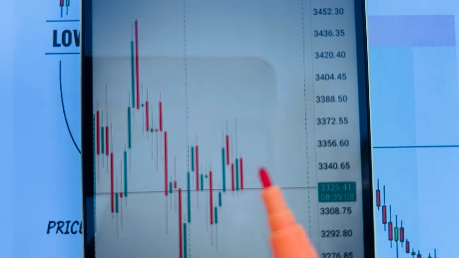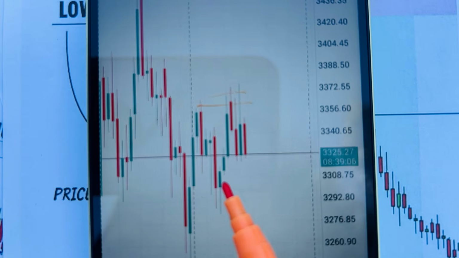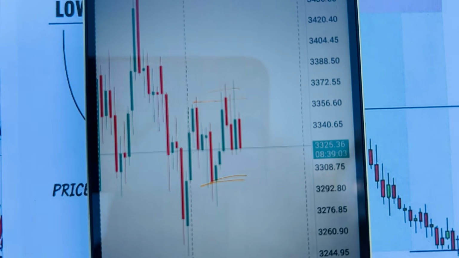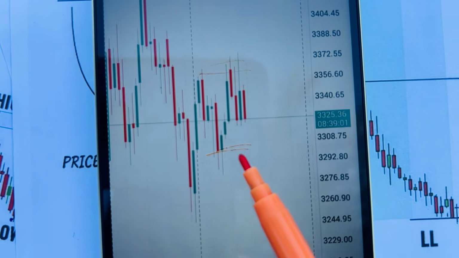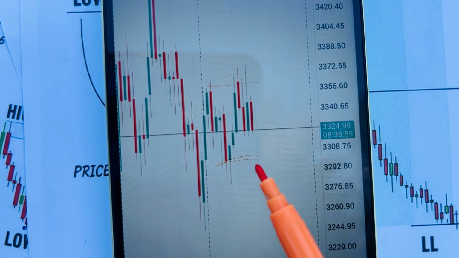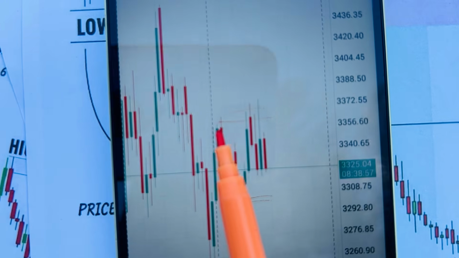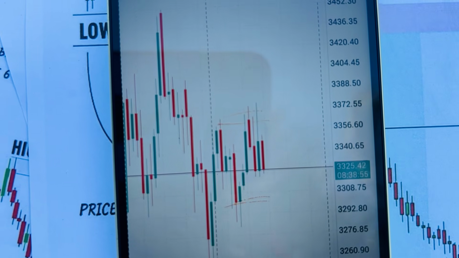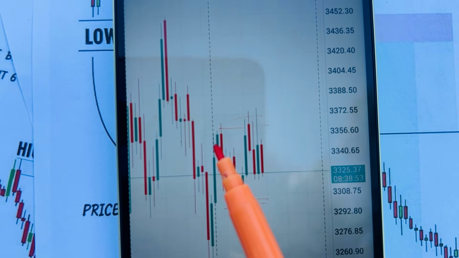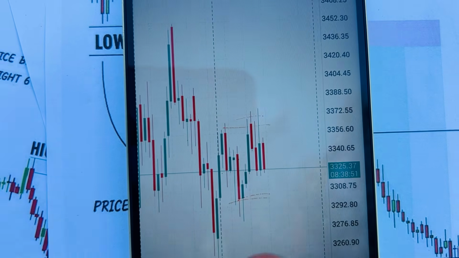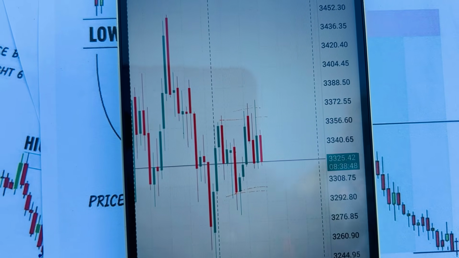So whatever we do here, we get in here with our zone, we get out here with our zone. This is a zone of resistance, and this is a zone of support. We had a zone here. This zone was one of supply because it had an engulfing candlestick. So that's how we know this is a supply zone.